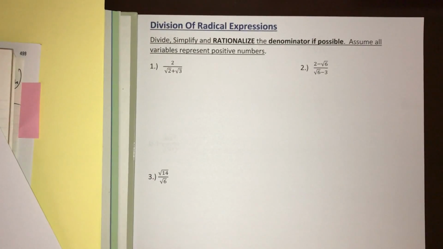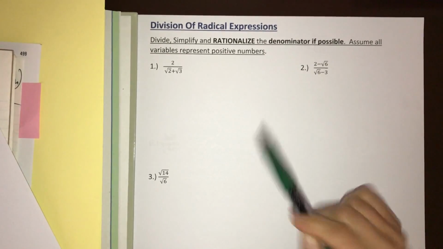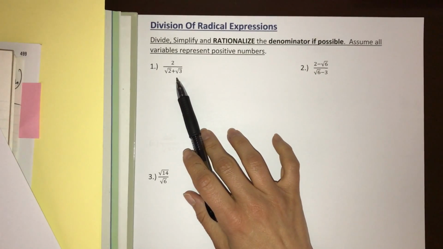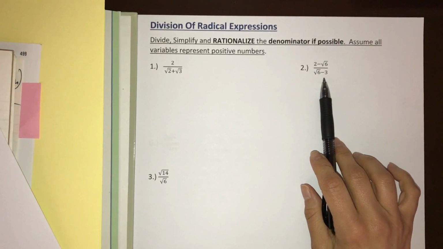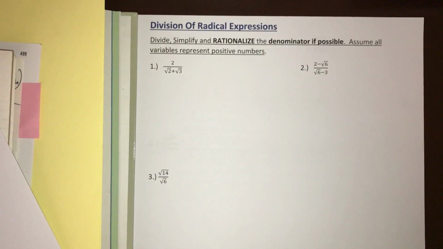Example 1 and example 2 represent the first type of problem. And example 3 to the end of the problems represent the second type. You want to notice the difference between these two types. The difference is in the denominator. This denominator has two terms, and the rest of the problems here, starting from number 3, have only one term in the denominator.